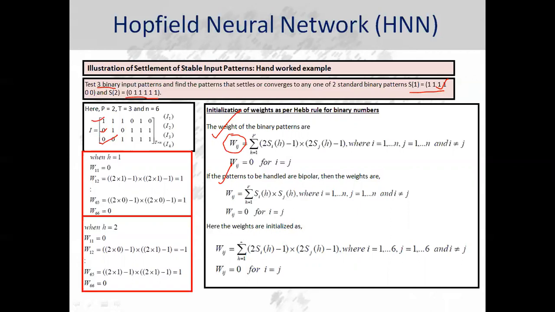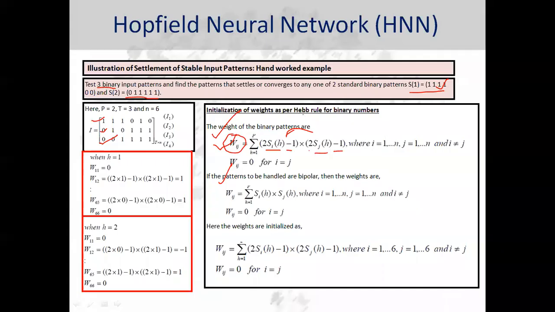What it says is that we have to calculate twice the feature vector element for the ith neuron minus 1, and again twice the feature vector element for the jth neuron minus 1, then multiply them both. Repeat this and sum over p number of patterns, and accordingly find the value of weight w_ij. So this is the formula to be used for calculating this.